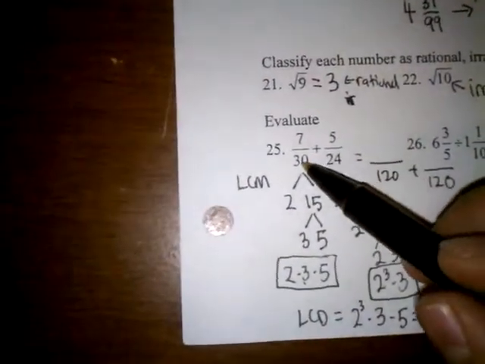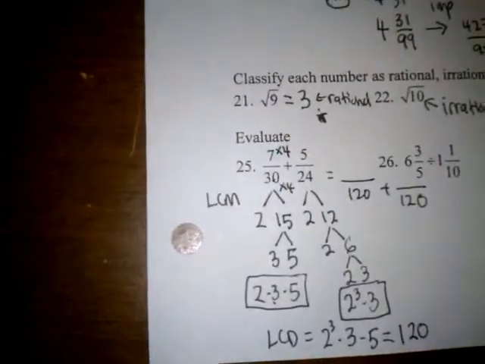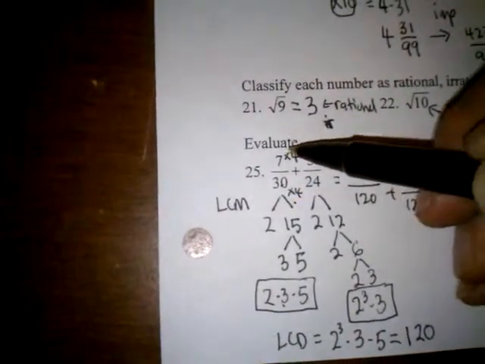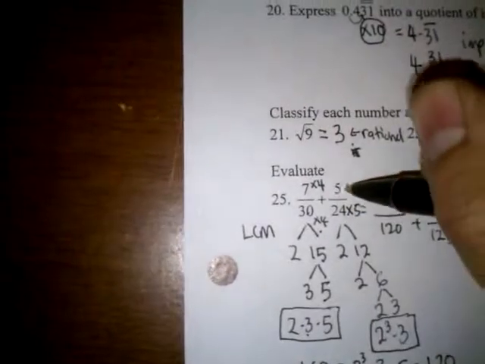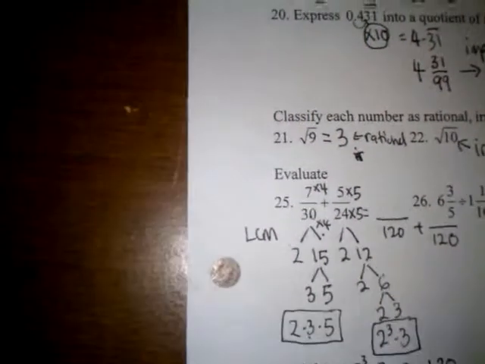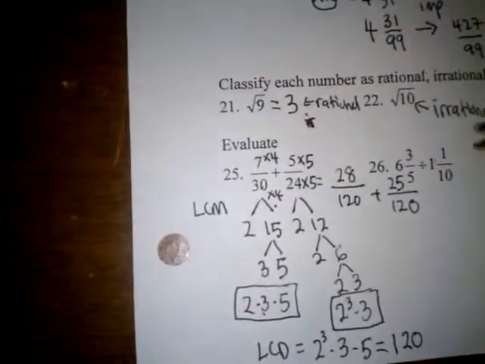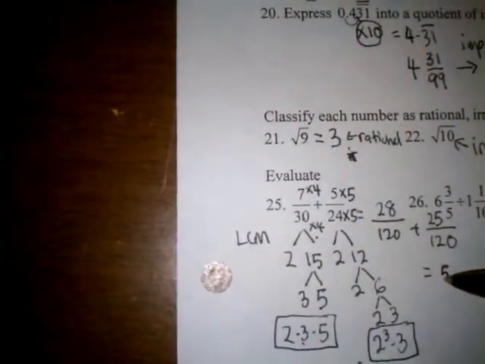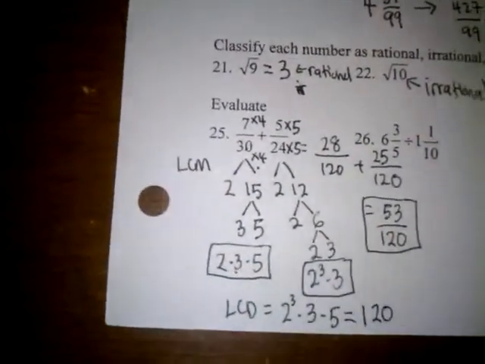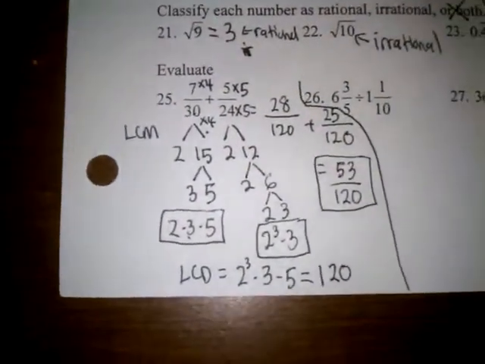So we have to change this 30 to become 120. So we have to multiply that by 4. And using the fundamental law of rational numbers, if you multiply 4 on the bottom, you have to multiply the 4 on top. If you multiply the 5 on the bottom to make 120, you have to multiply 5 on top. So 7 times 4 is 28. 5 times 5 is 25, and if you add this 28 and 25, you get a total of 53 over 120. Since this fraction cannot be reduced, your answer in this case will be 53 over 120.